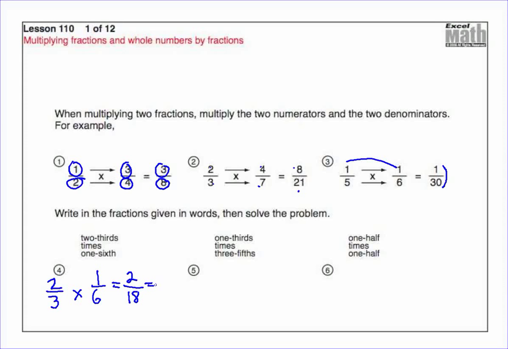Now we do want to reduce our fractions, so 2 and 18 are both even numbers. I can divide top and bottom by the same number of 2, and so 2 divided by 2 is 1. 18 divided by 2 is 9. So 2/3 times 1/6 is equal to 1/9. All right, why don't you pause the video, do numbers 5 and 6, turn the video back on when you're ready to see the solution.